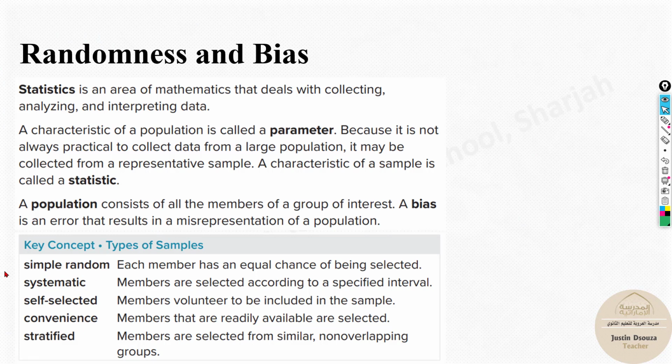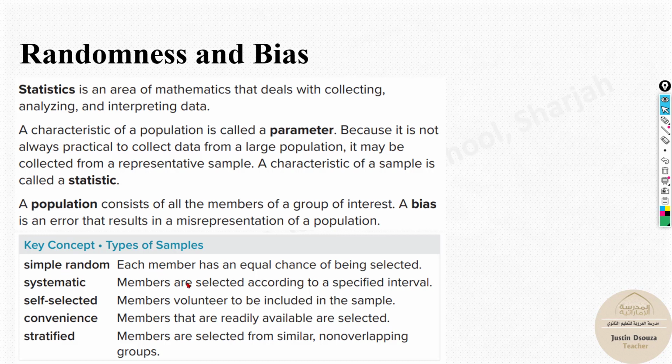Now, this is important, one by one. Simple random: each member has an equal chance of being selected. You're just randomly selecting some people. It's just random. You're not doing any bias or anything. So that is simple random. Randomly, people are being selected.